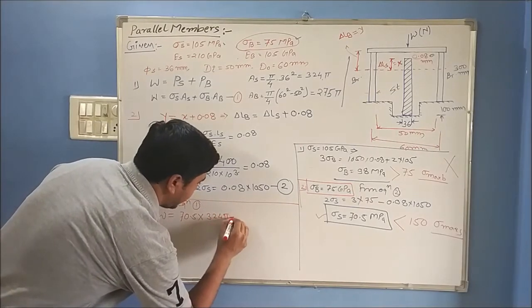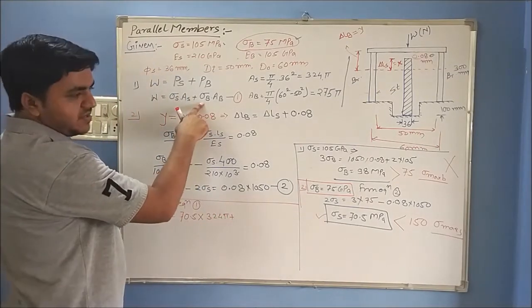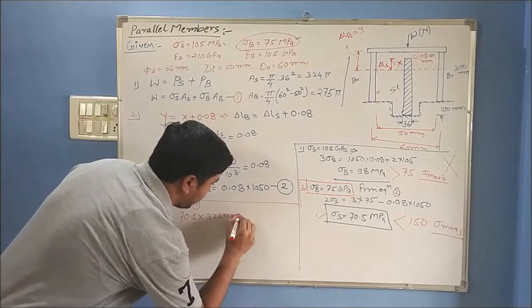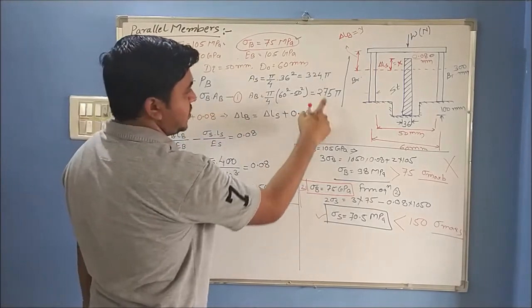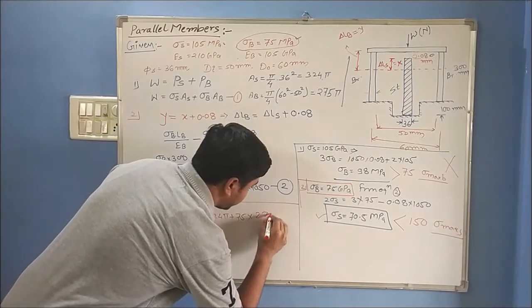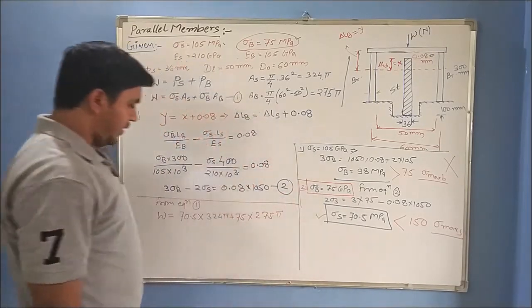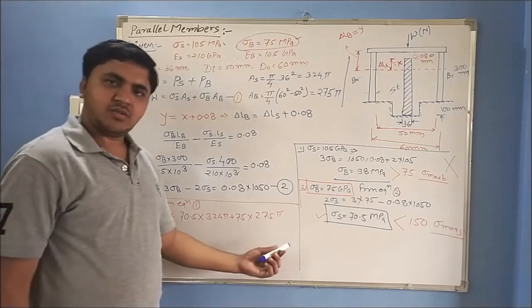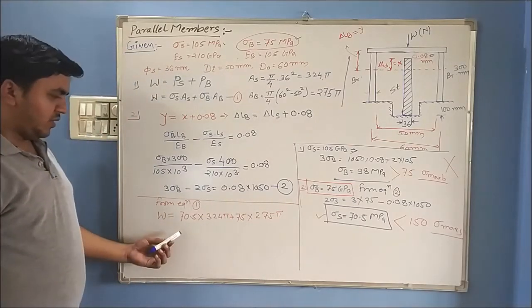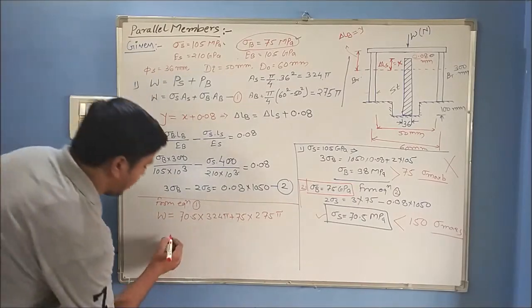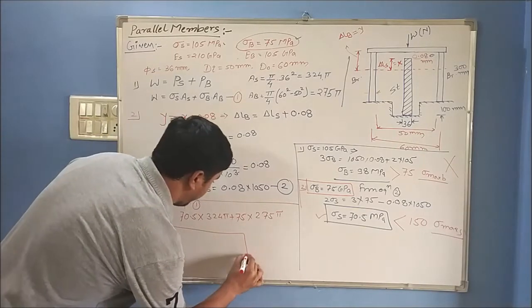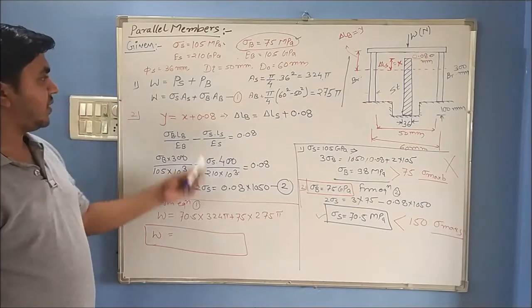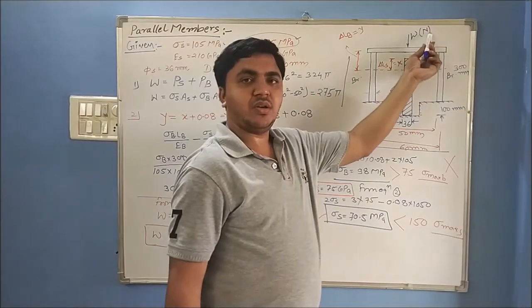324 pi plus stress of brass is 75 maximum, multiplied by area of brass is 275 pi. Okay, so these are the values. Now you can calculate this value and you will come to know the value of load W, and the value of load W will be in Newton, because here we have assumed the load in Newton.